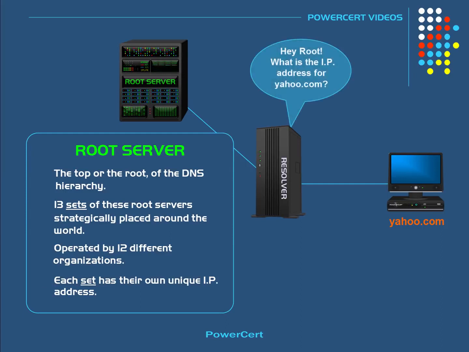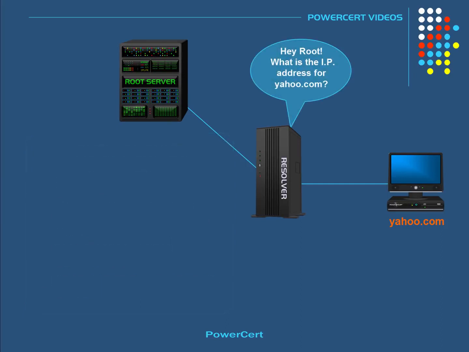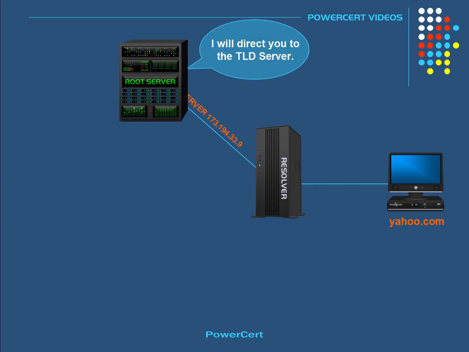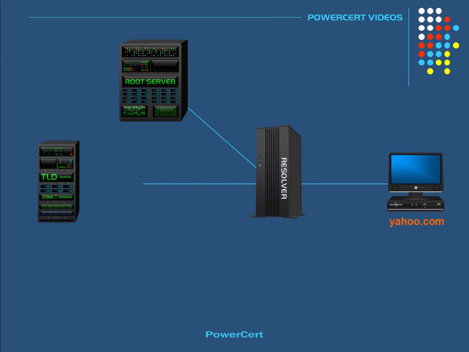So when the root server receives the query for the IP address for yahoo.com, the root server is not going to know what the IP address is. But the root server does know where to send the resolver to help it find the IP address. So the root server will direct the resolver to the TLD or top-level domain server for the .com domain. So the resolver will now ask the TLD server for the IP address for yahoo.com.